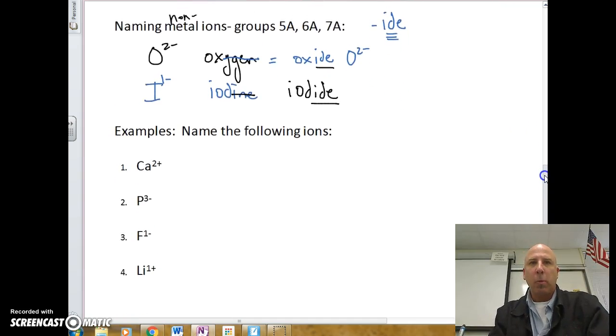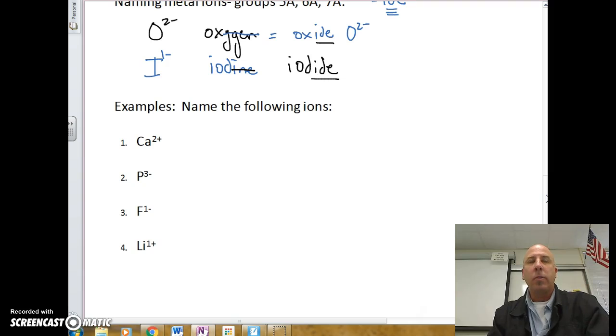Now, here's a couple practice problems here. If you would like to stop the video now or pause the video and just do these problems and then come back and check your answers, you're more than welcome to. But we're going to name the following ions, and I'm going to kind of walk you through it here. So go ahead and pause the video if you'd like to.